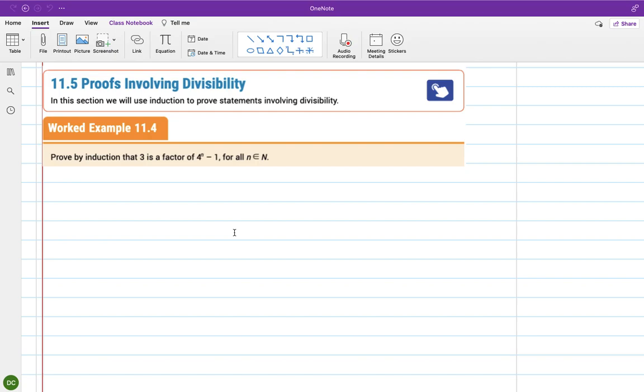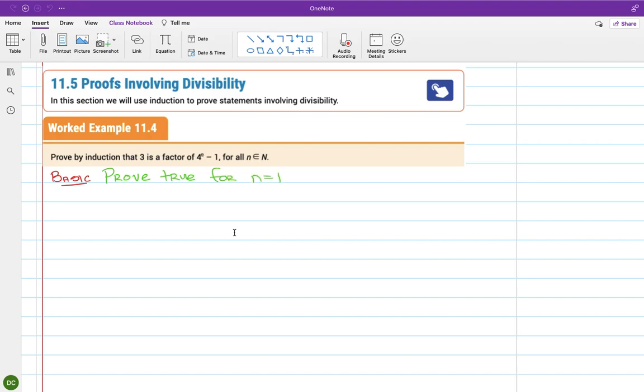Okay, so we're going to do the second proof by induction here, which is proofs involving divisibility. I don't need to go through how to do a proof by induction because we already know. So it's the same thing. Basic step is where we prove the statement true for n equal to 1.